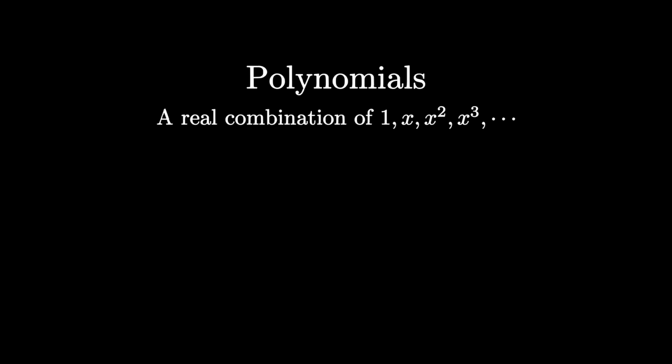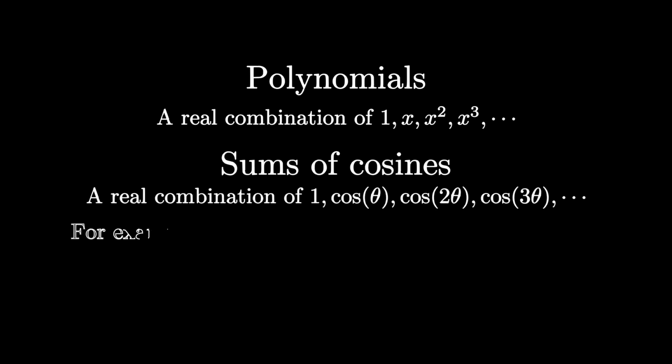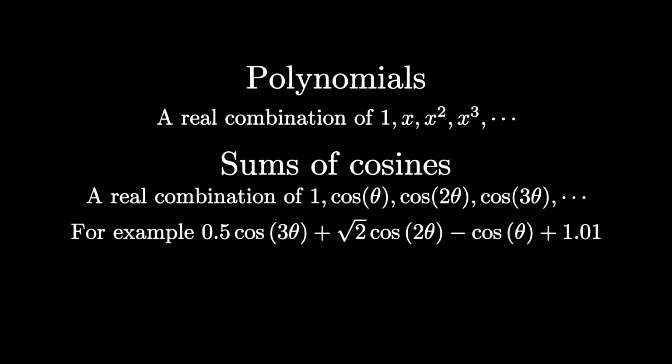We started with polynomials, which are combinations of 1, x, x squared, and so on. I've mentioned real there to specify that these combinations can involve real numbers, but are not to involve complex numbers. Then we saw that every polynomial is a projection of a sum of cosines and vice versa. Here a sum of cosines means a real combination of 1, cos theta, cos 2 theta, and so on.